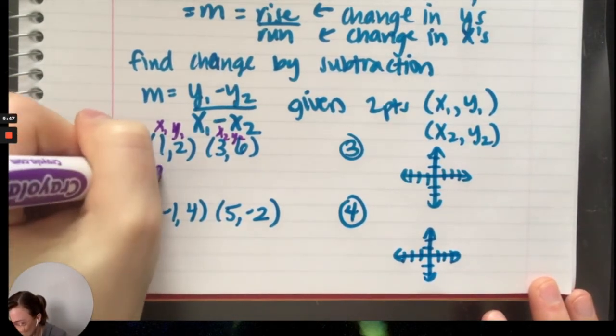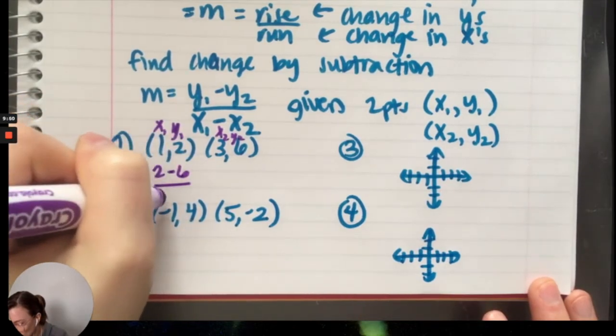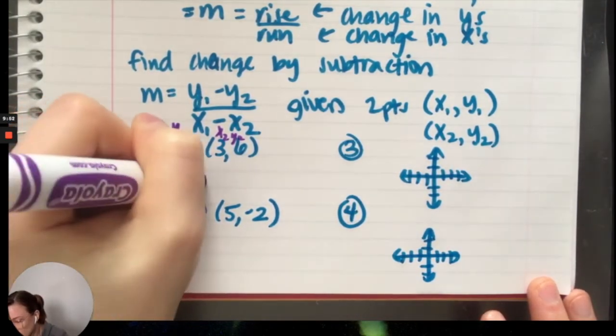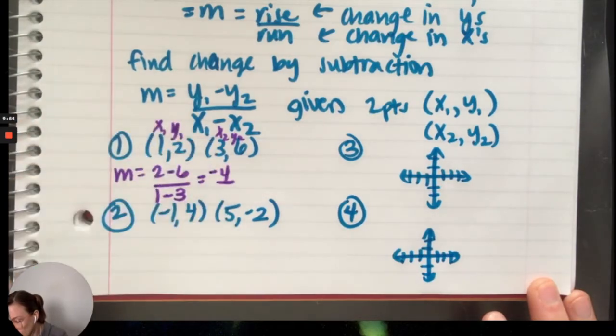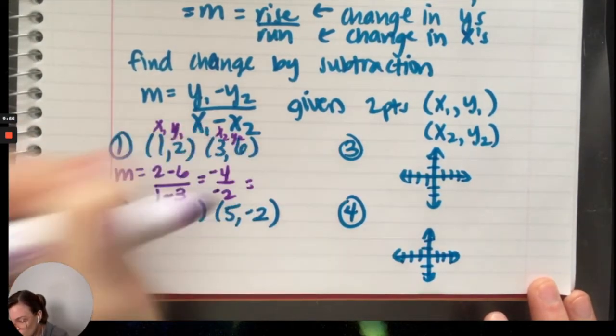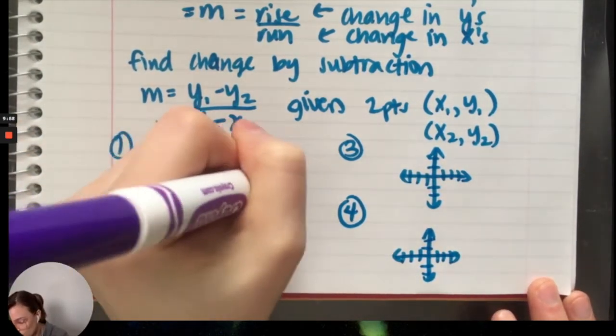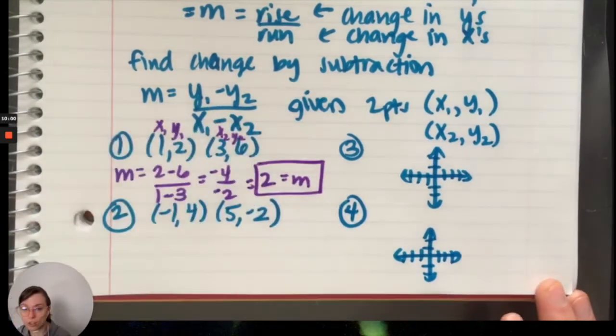equals 2 minus 6 over 1 minus 3. 2 minus 6 is negative 4. 1 minus 3 is negative 2. Two negatives divide to make a positive 2. So my slope is 2.